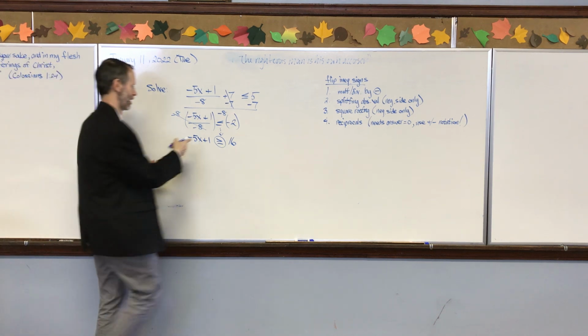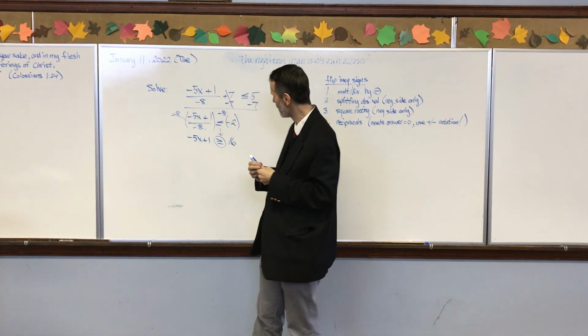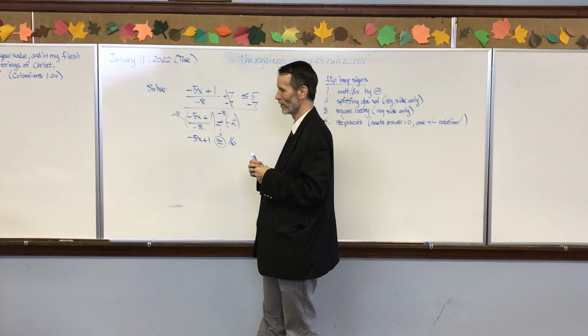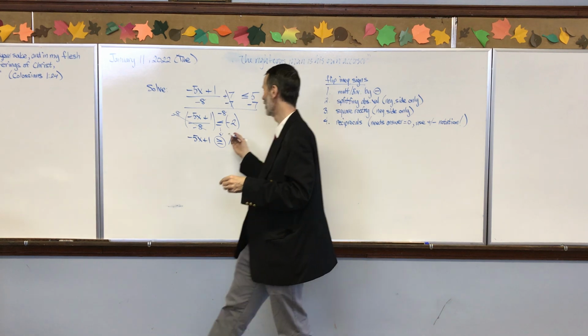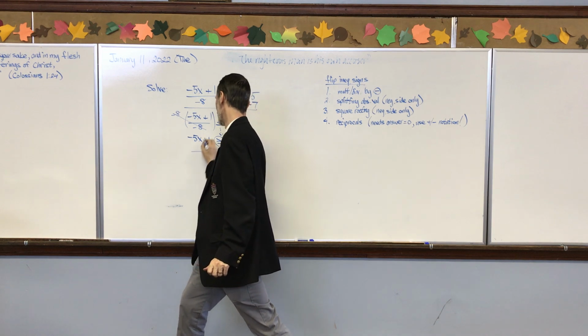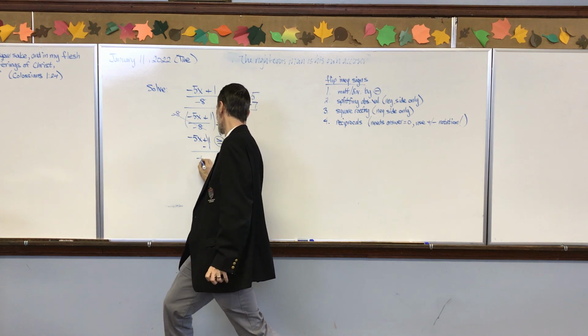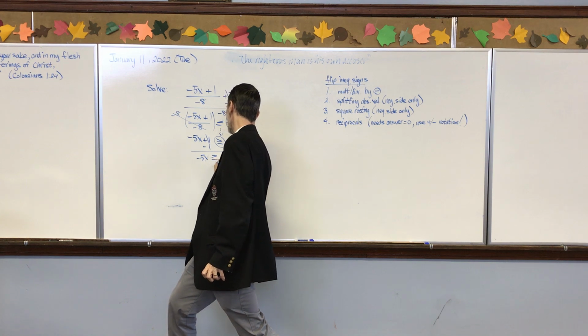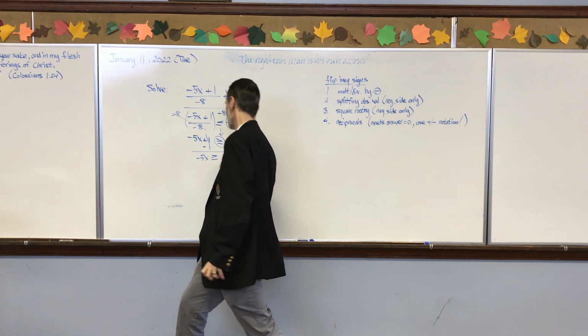Nate, take over. Get rid of the 1 next. How? You subtract it. Does that flip the sign? No. What do you have so far? Negative 5x is greater than or equal to 15. Keep going.